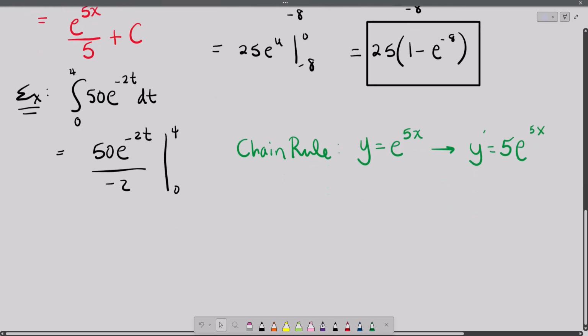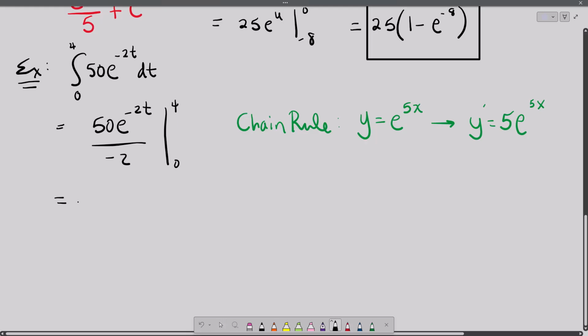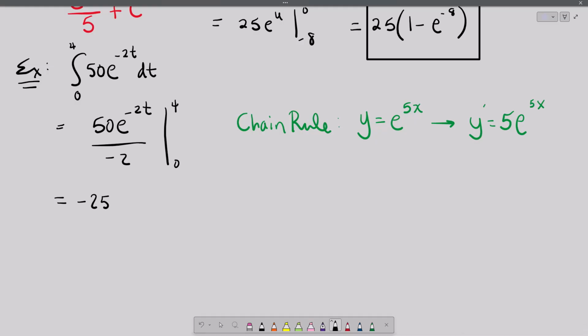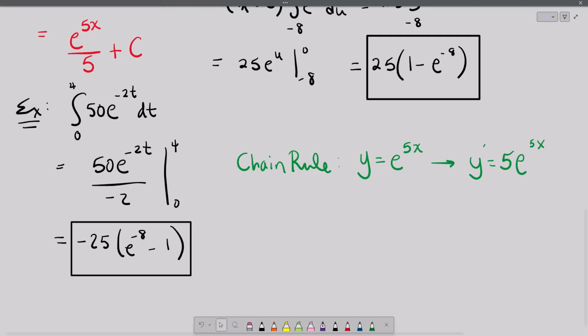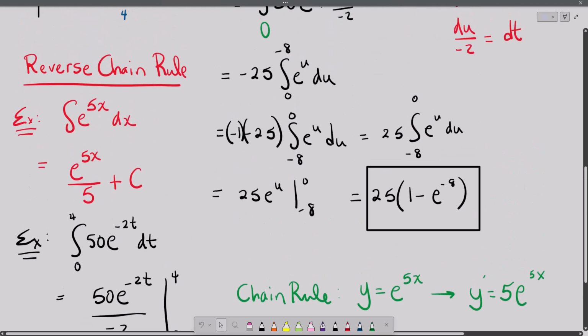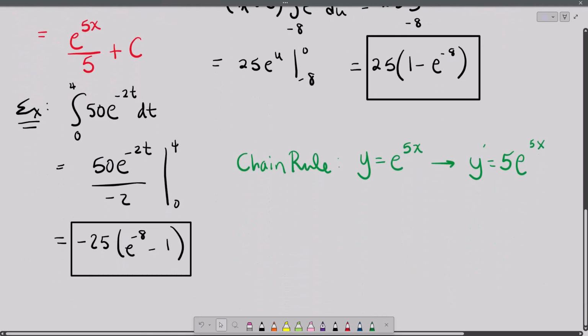All right, so that gives us negative 25 multiplied by, so that constant part, I'm going to sort of think of that sitting out in front. And then we plug in the 4. We get e to the negative 8 minus e to the 0. E to the 0 is 1. And that's the same answer. If you take the minus sign and distribute it in, you'd have that. Both are the same answer. Both are positive numbers. But very concise with RCR, long-winded with traditional U sub. So we will be using RCR anytime we have a linear function.